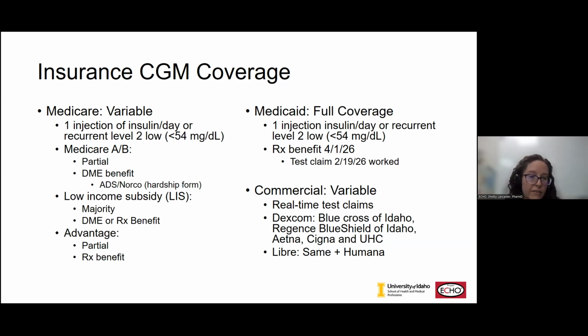And then if they have an Advantage plan, this is a partial coverage, and the pharmacy benefit is where it should be sent. If they have Medicaid, it's a full coverage. And again, the caveat is they have to be on 1 injection of insulin per day, or they have to have recurrent level 2 lows. And this is actually a prescription benefit.